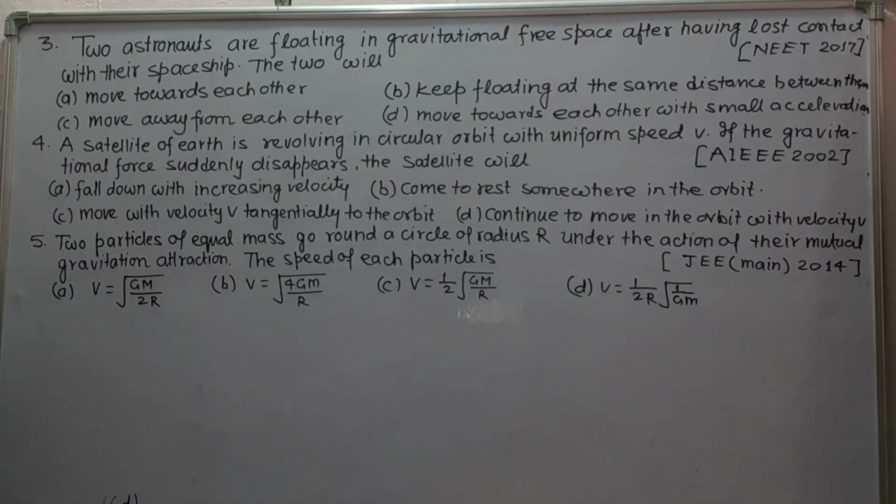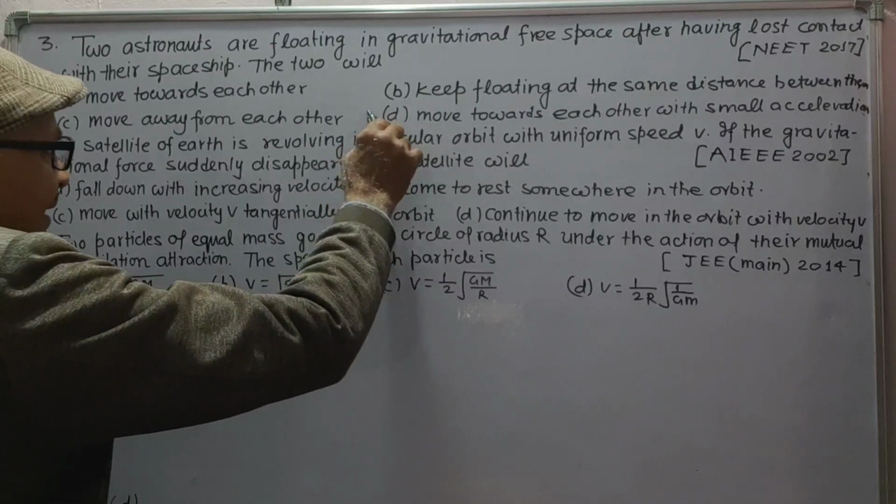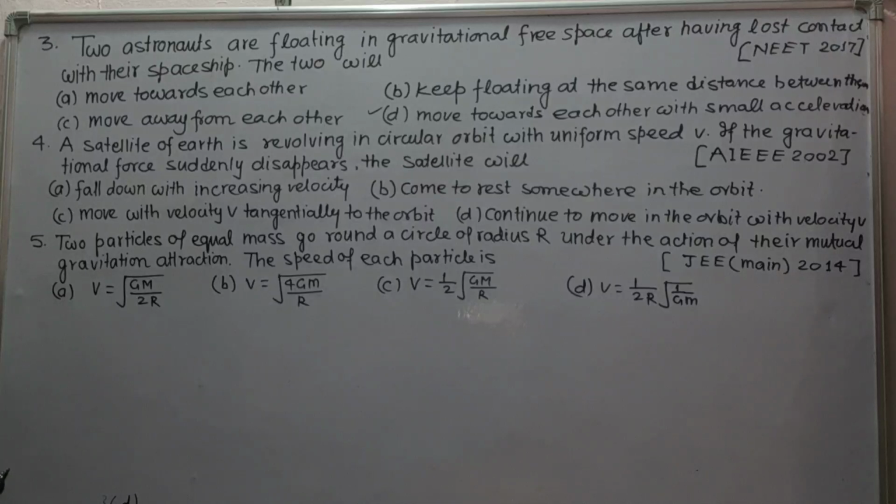Next question number 3. The question is, two astronauts are floating in gravitational free space after having lost contact with their spaceship. The two will, these are the options. Clearly, when the astronauts are moving in free space, getting lost from their spaceship, then both will move towards each other due to gravitational attraction between them. So, the correct option will be D.